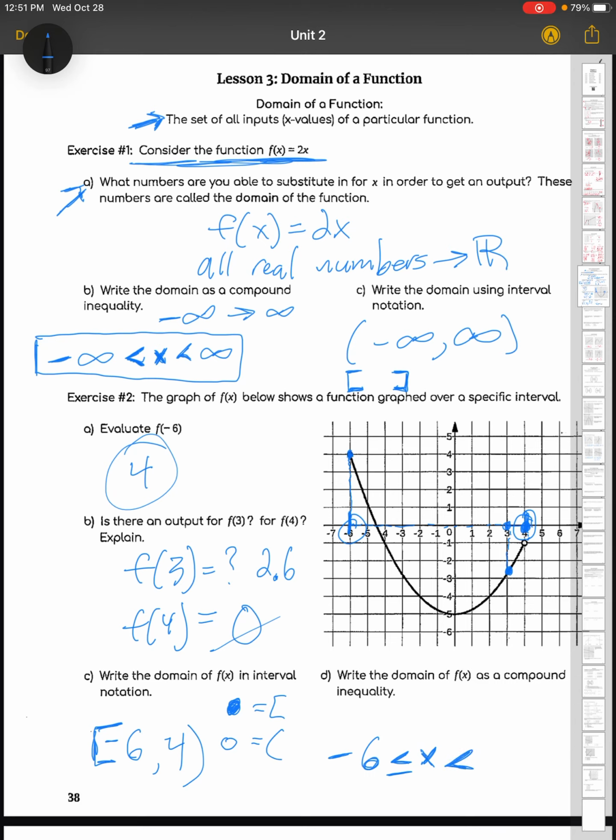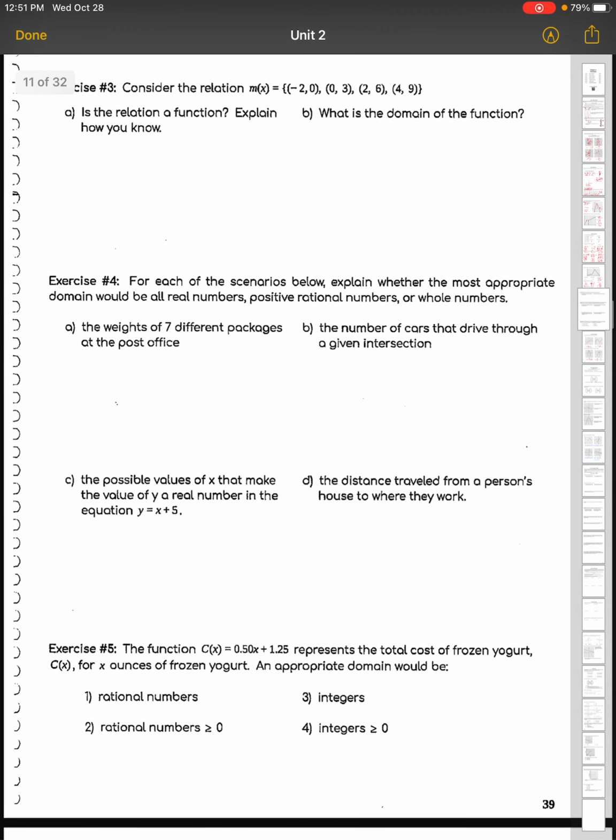The furthest right is the point 4. But since there's an open circle at 4, it cannot be equal to 4. So we do not put that line underneath the inequality. If we move on to the next page, we have a couple more practice examples.